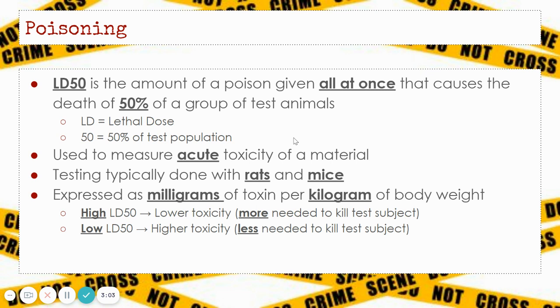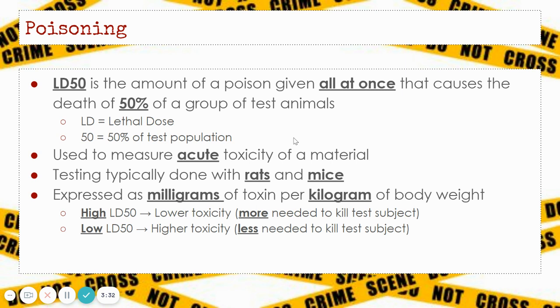LD50 is the amount of a poison given all at once that causes the death of 50% of a group of test animals. This is the number that we use to describe how toxic a substance is. LD stands for lethal dose. 50 represents 50% of the test population. So we assume when 50% of the test population has died from a certain amount, that's what we call the lethal dose. That's the point where it really becomes toxic.